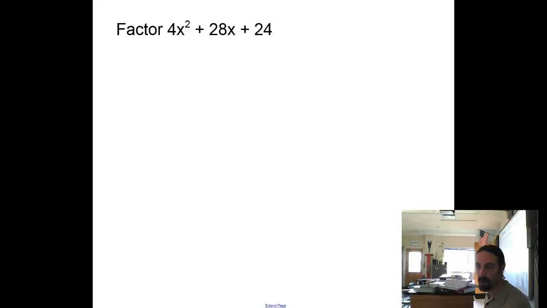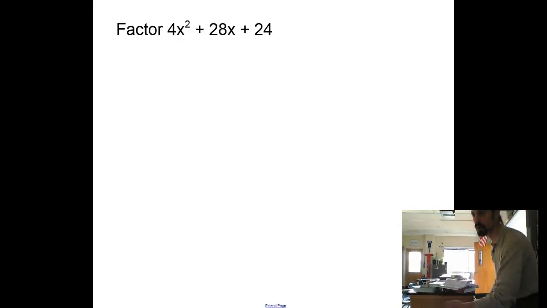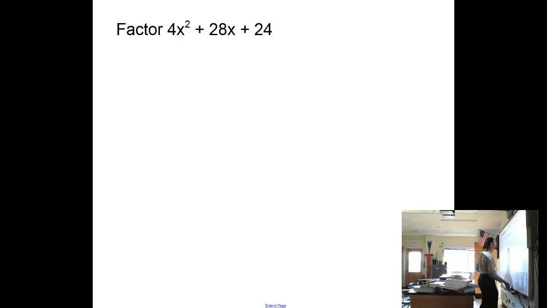All right, let's try a couple of problems. I'm going to go to the board here. I'll try to speak up so you can hear me loud and clear. The first one says, factor 4x squared plus 28x plus 24. Well, the first thing you would do is say, hey, well, wait a minute, Mr. Rising. I can take out a 4. So you actually go ahead and do that. Divide everything by 4.